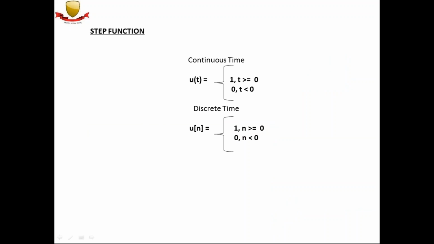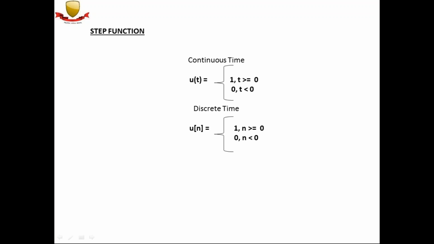Similarly, we have something called the step function. In continuous time, u(t) is equal to 1 if t is greater than or equal to 0, and it is 0 if t is less than 0. Similarly, in discrete time, if n is greater than or equal to 0 it is 1, and it is 0 if n is less than 0. The step function is represented by u, and it is a particularly simple signal to apply.